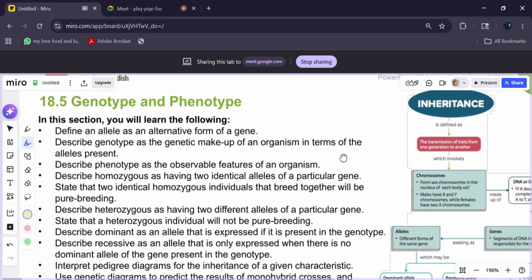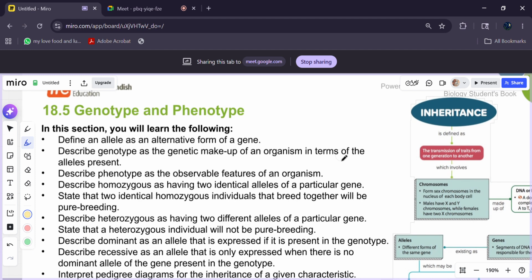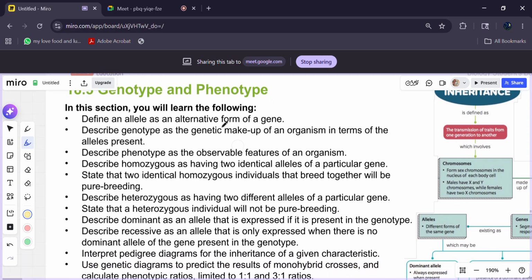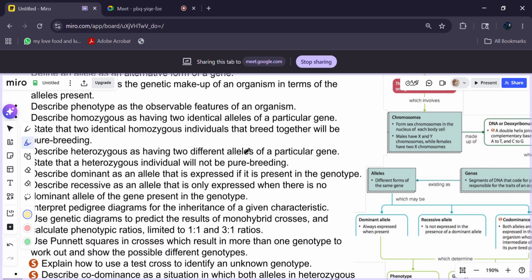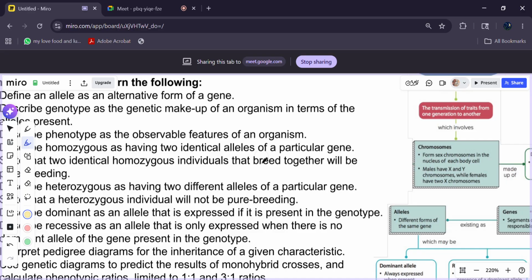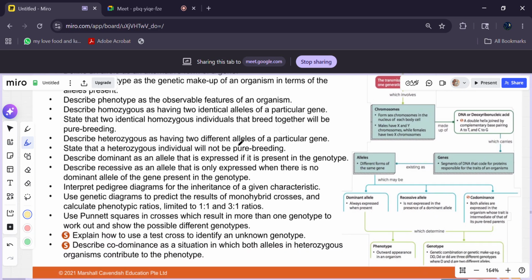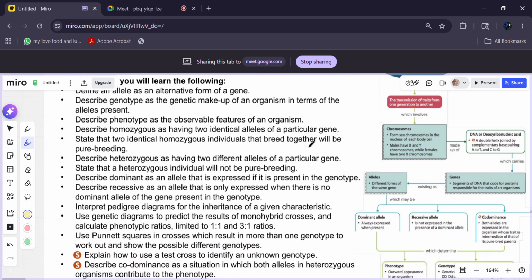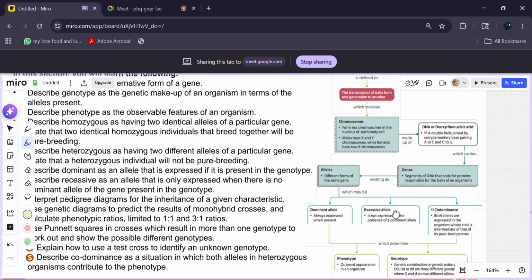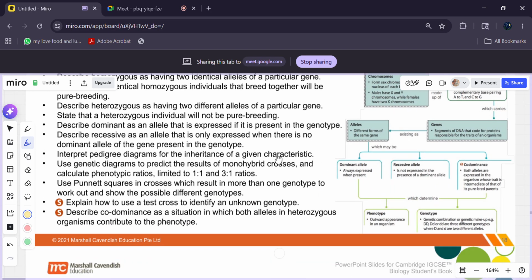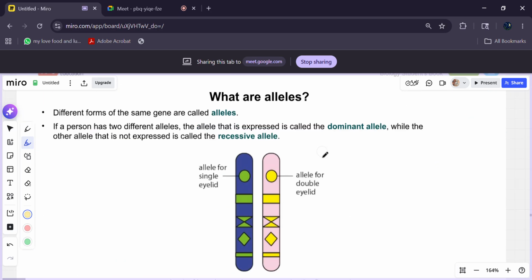Now we move on to genotype and phenotype. We're going to understand what genotype and phenotype are, and allele, and dominant and recessive allele, what they are basically, and how they are important in inheritance. What are alleles? Let's start with that.